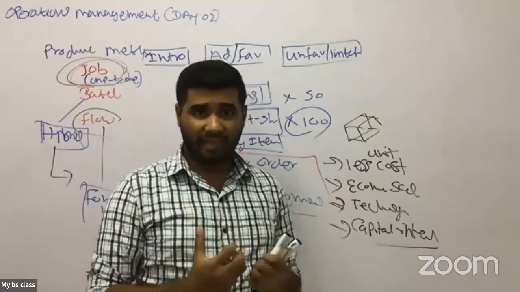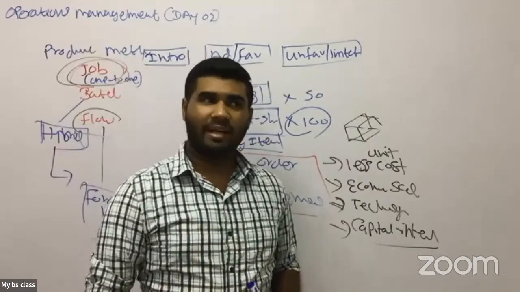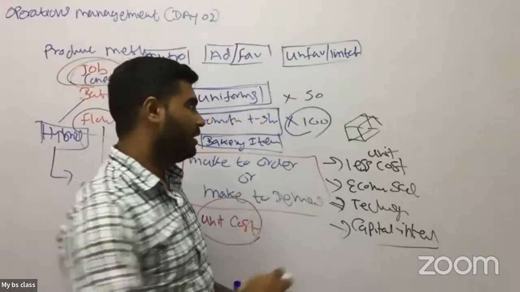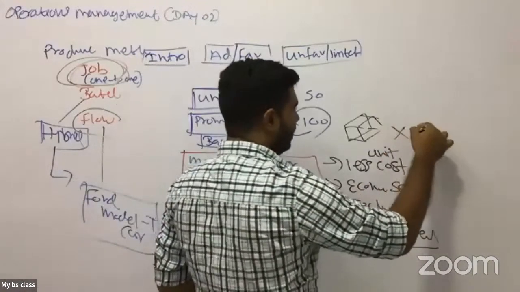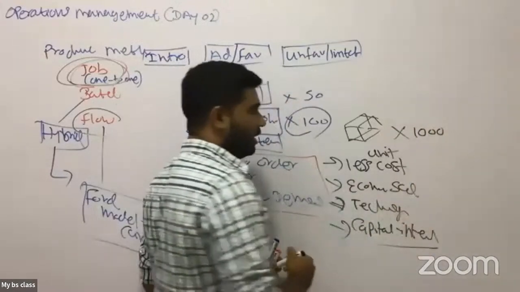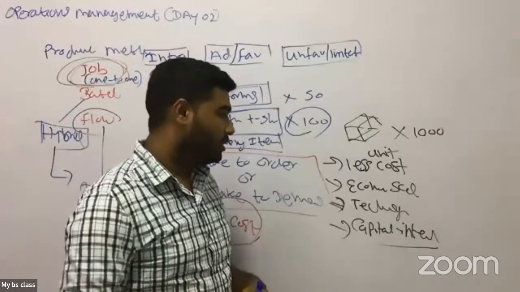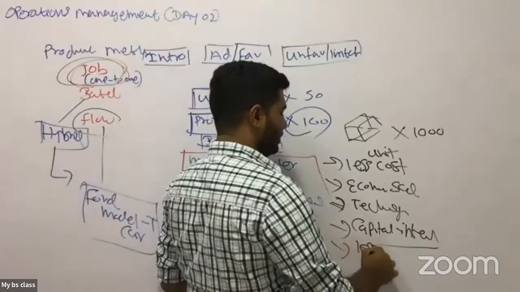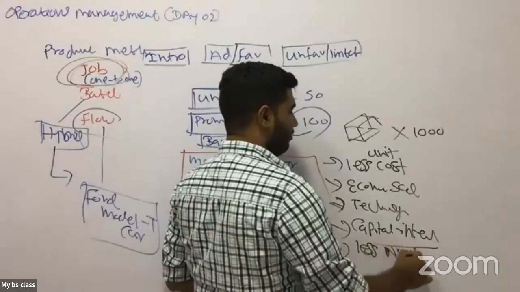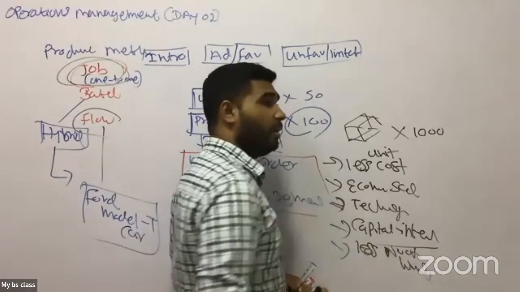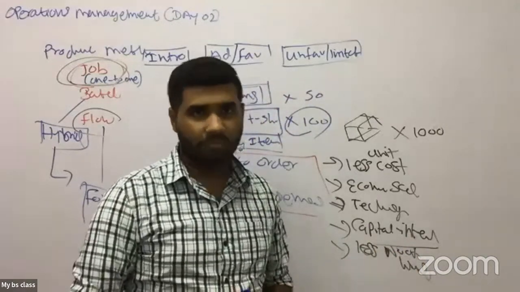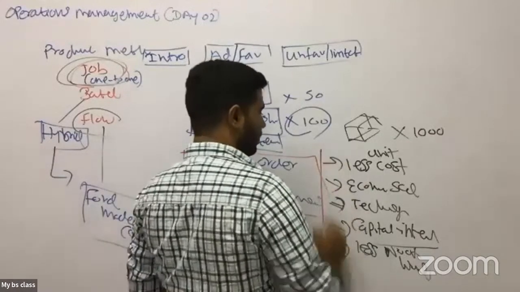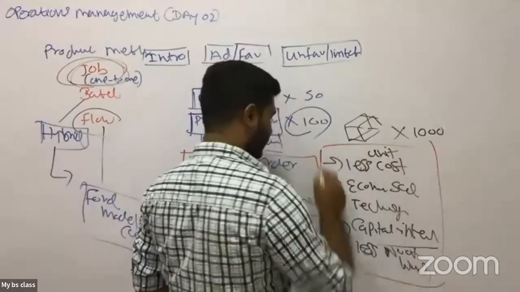Why? Because the product is identical. The product is identical, and also I will be producing maybe 1,000 or 10,000 or 1,000,000 products. So then it's capital intensive. Then I will say there is a lesser number of workers. Less number of workers. So again we can say the labor cost is low. Labor cost is low. These are some favorable characteristics you can take.